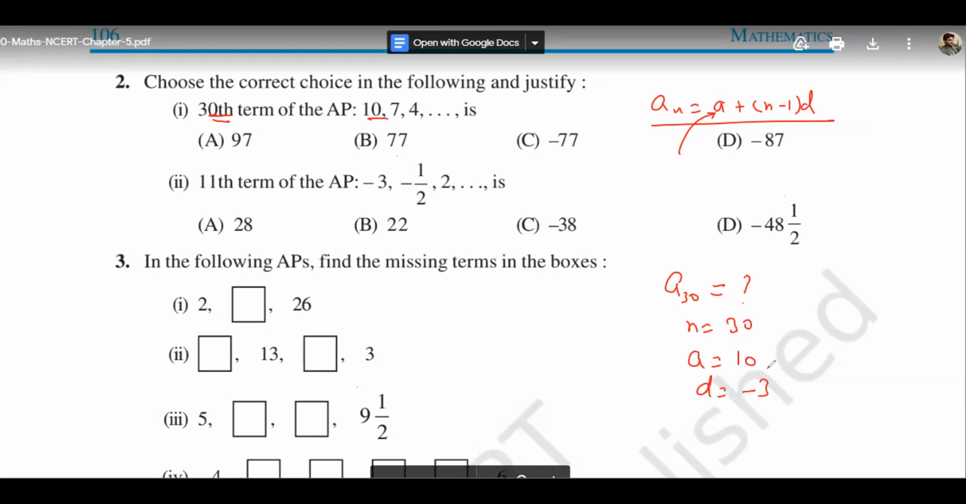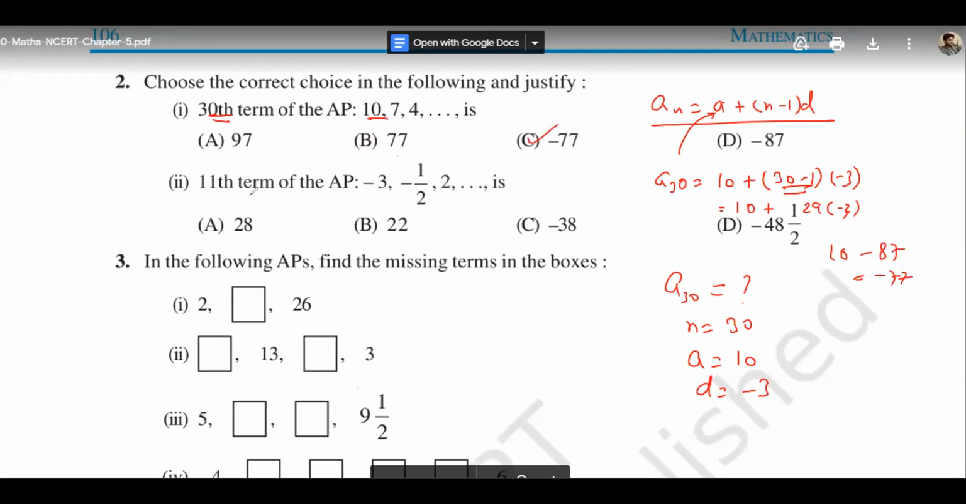Minus 77, sir. Minus 77. Okay. So here you will find that A30 you need to calculate: A is 10 plus (30 minus 1) into D, which is minus 3. So actually you get 10 positive, and this is 29. So 29 into minus 3, you will get minus of 87. Then plus 10, minus of 87 will give you minus of 77. That is the correct option.